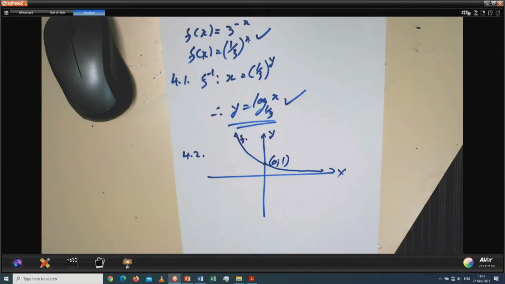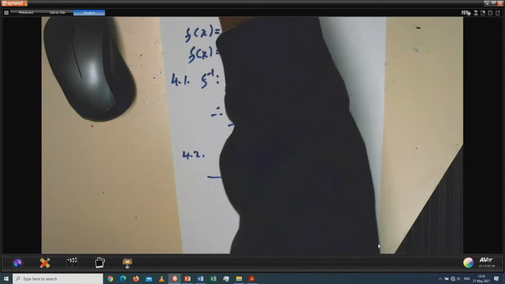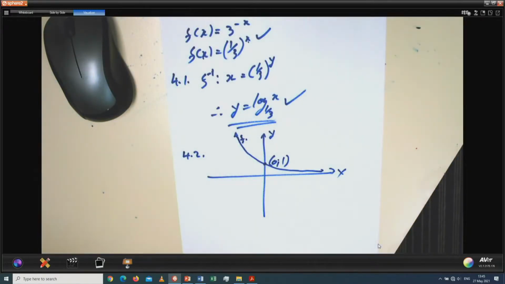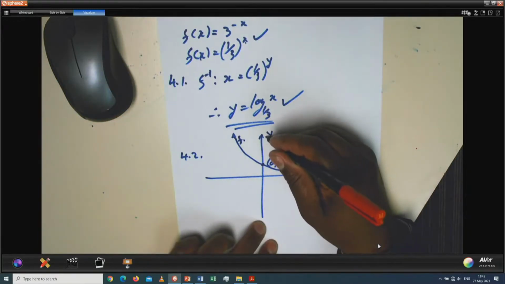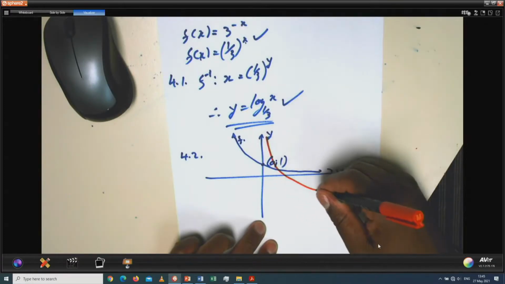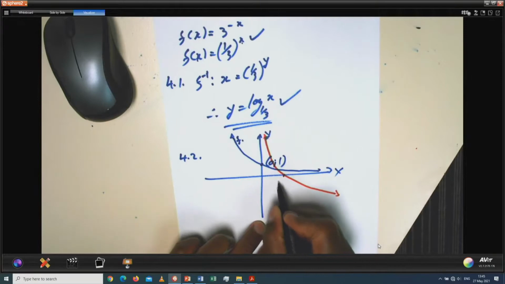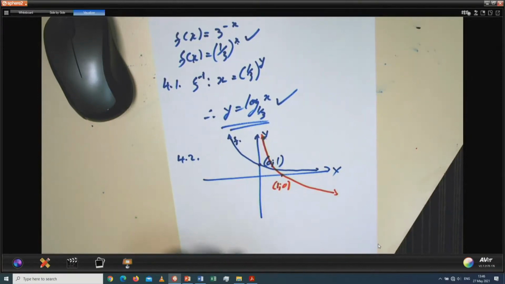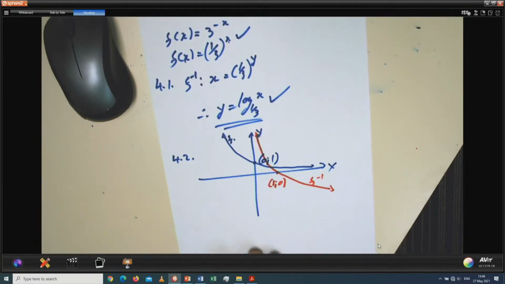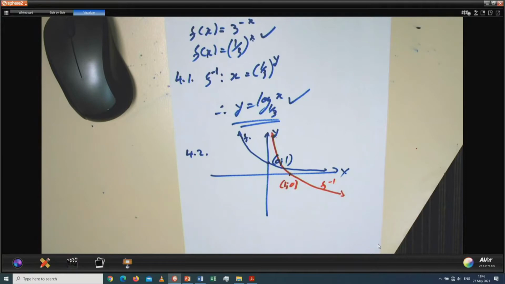Look at the inverse. The inverse will also be decreasing. The x-intercept is 1, y is 0. This is the graph of the inverse. Question answered, perfectly so. Full marks.